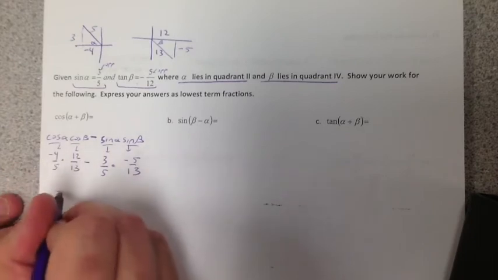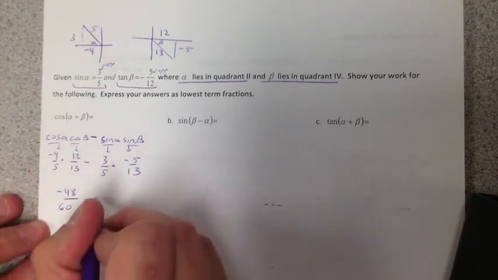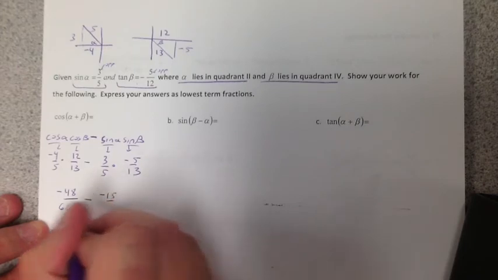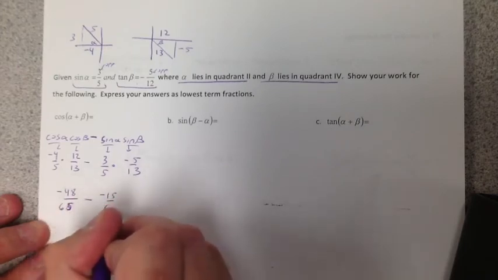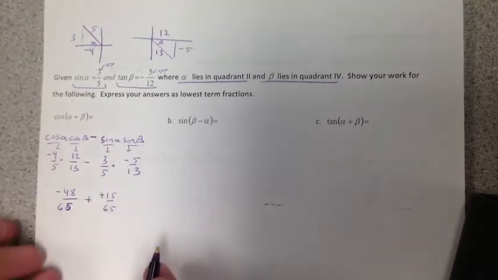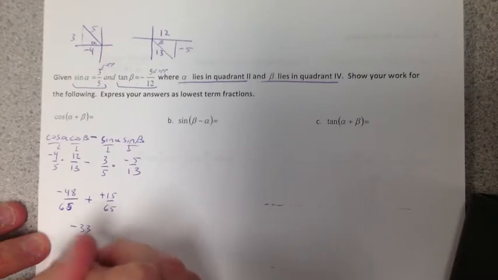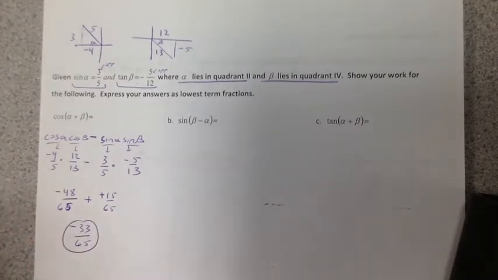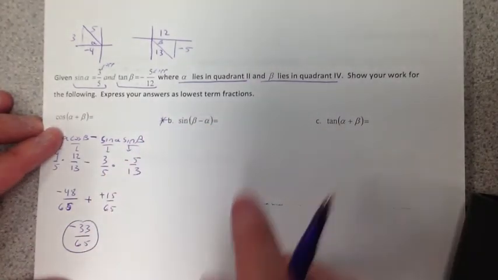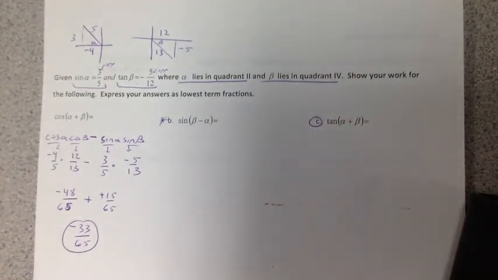And I get these straight from our triangle. In simplifying, we get negative 48 over 60 minus a negative 15. Oh, that should be 65. 15 over 65. And I just combine them. Be careful. Add the opposite here. We get negative 33 over 65. And there's our answer. Now, I want you guys to do part B, and we're going to take a look at part C together because it's a tangent one. Tangent ones are always a little bit more fun for us, so let's go ahead and take a look here.